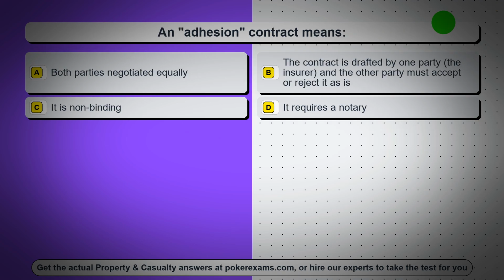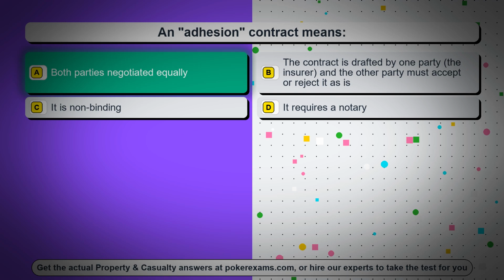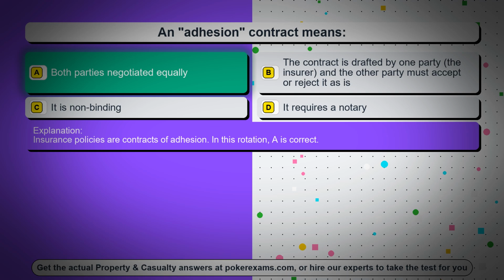Question 19. An adhesion contract means: Option A, both parties negotiated equally. Option B, the contract is drafted by one party, the insurer, and the other party must accept or reject it as is. Option C, it is non-binding. Option D, it requires a notary. The correct answer is option A, both parties negotiated equally. Insurance policies are contracts of adhesion. In this rotation, A is correct.